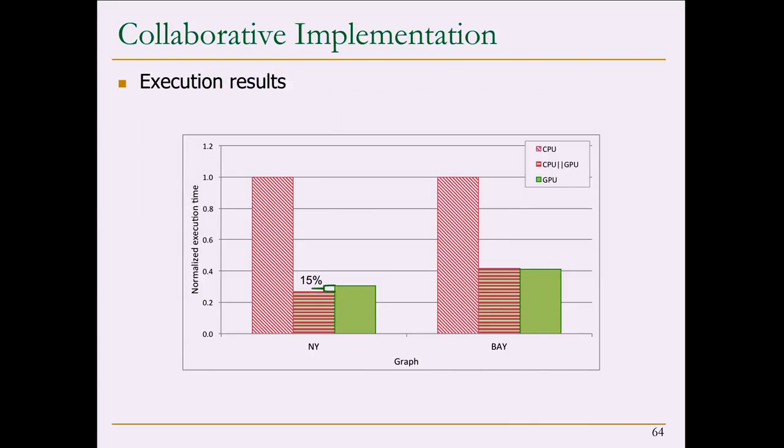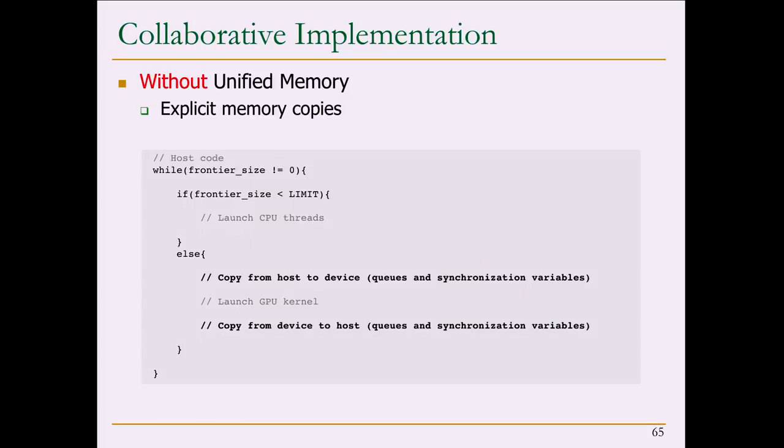And here you can see some results for this collaborative implementation. These results are, again, on the NVIDIA Jetson. Depending on the graph, you might have some improvement or not. For example, here we have some improvement, 15% for this graph. We don't have any improvement for the other graph with respect to the GPU, but actually it's not bad, because the collaborative implementation will always choose the GPU side, as it is going to be faster in almost all the iterations.